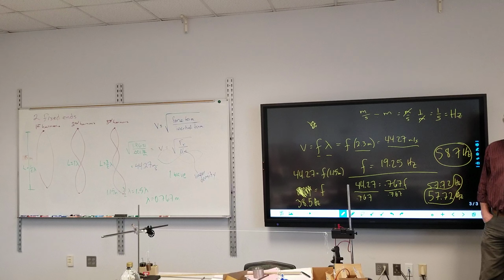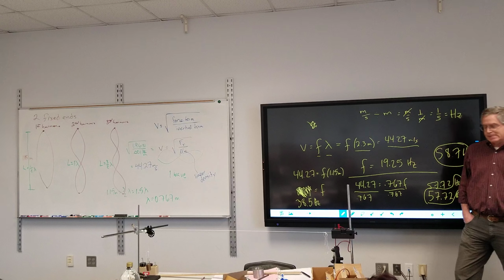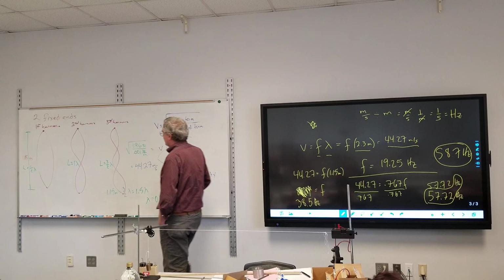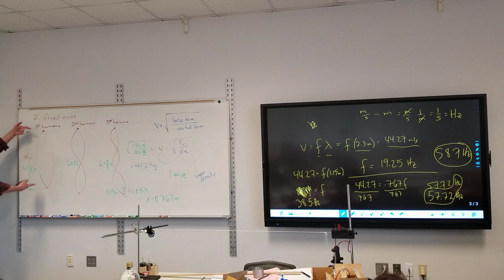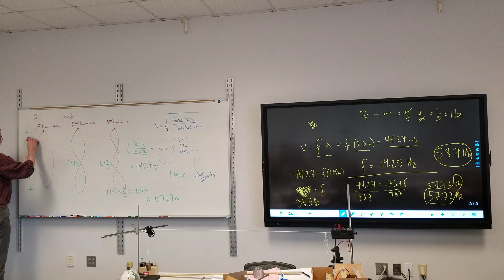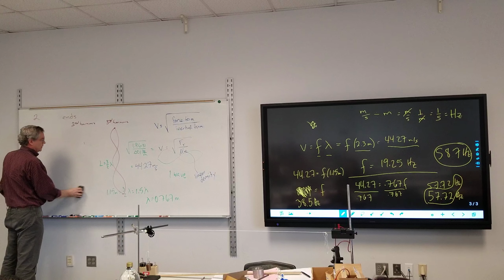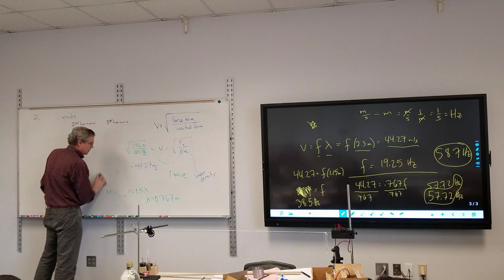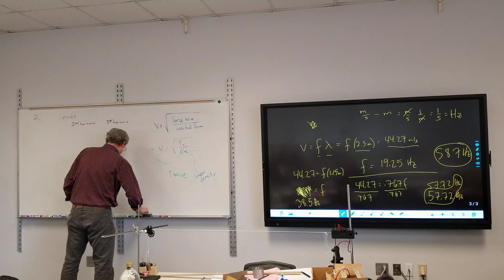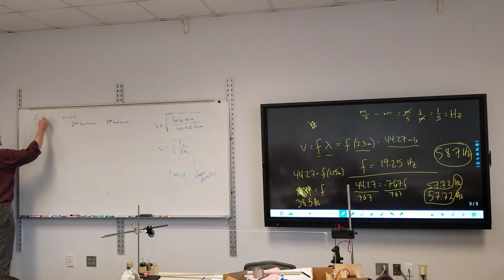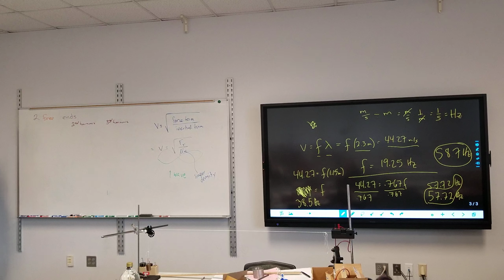Right. All of you are now experts in the two fixed ends. I think it's time to change the game. I'm interpreting silence as joy. So a fixed end is a node. The simplest one is the first harmonic, and so forth. Now let's do two free ends. So we need to erase the word first harmonic. Two free ends. A free end is an antinode.